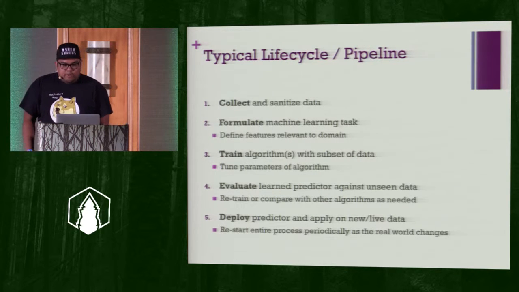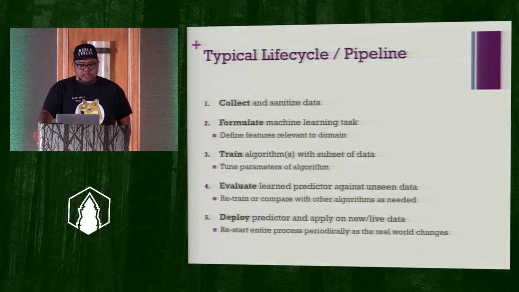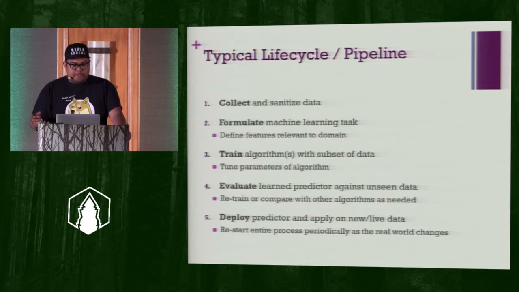But typically, when you're talking about machine learning in production, you have some pipeline that looks like this. You have a step where you collect data and sanitize it. You make hypotheses and formulate some machine learning task, where you define what kind of features are relevant to your specific application. Then you train this algorithm by throwing different examples that you have at it to tune the different parameters in your learner. Then you do some evaluations of your different models to see what worked out best. And when you're satisfied, you deploy it and apply it to new data that you see in the real world.